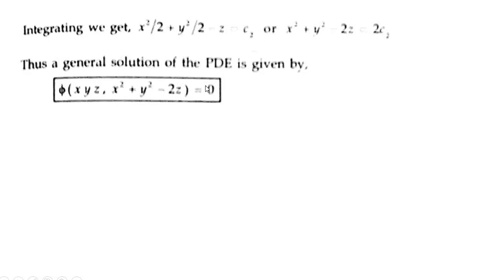Therefore, the general solution of the partial differential equation is phi of (xyz, x square plus y square minus 2z) equal to 0. I hope you have understood. If not, please go through all the multipliers. Okay, so we'll move on to the next problem now.